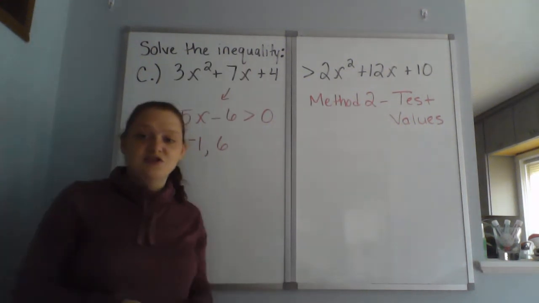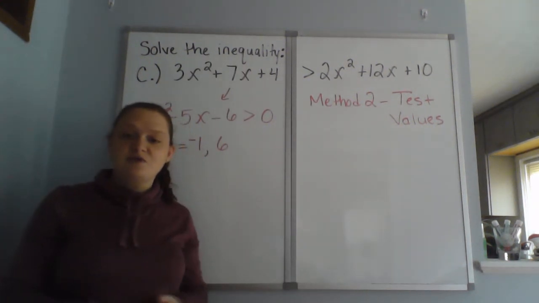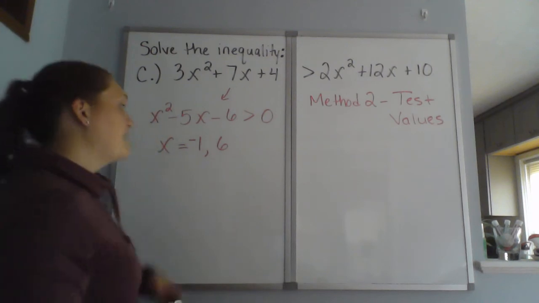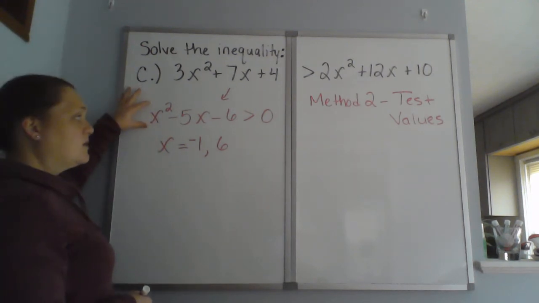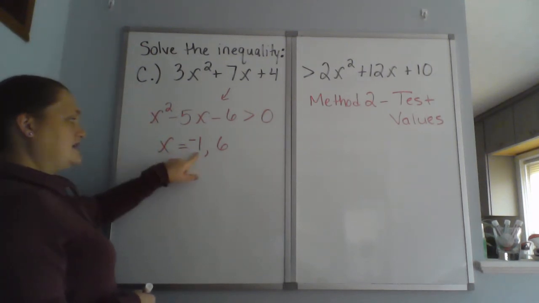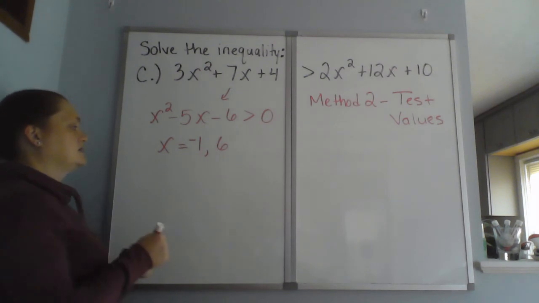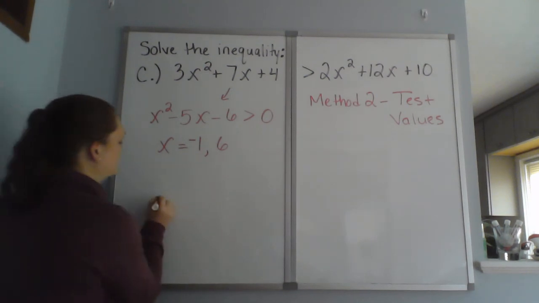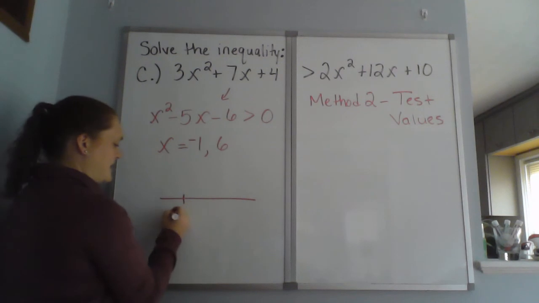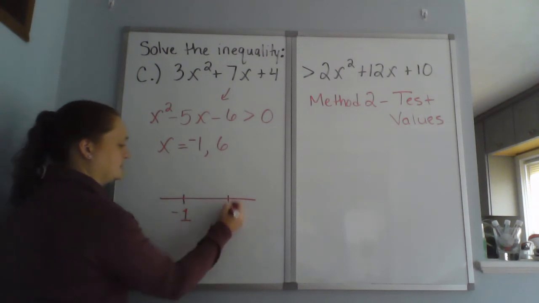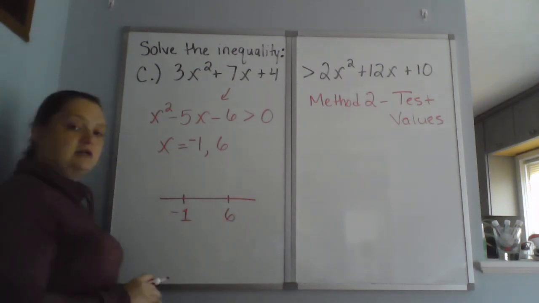All right, let's take a look at method 2, solving using test values. So we had found that this was our simplified inequality, and we got x equals -1 and +6. So what I want to do is create a number line where I mark my two x values in order from smallest to biggest, so -1 and 6.